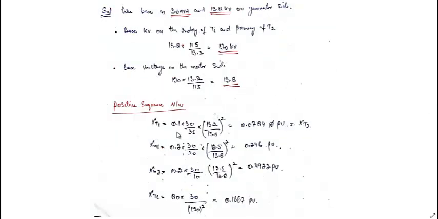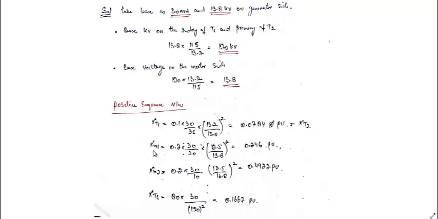XT1 is given as 10% on 35 MVA, but here we have taken the base as 30 MVA, and the voltage is given as 13.2 but we have taken the base as 13.8. So it is 0.1 into 30 by 35 into 13.2 by 13.8 whole square. It comes out to be 0.0784 per unit. That is also equal to XT2, because XT2 has the same rating as XT1.